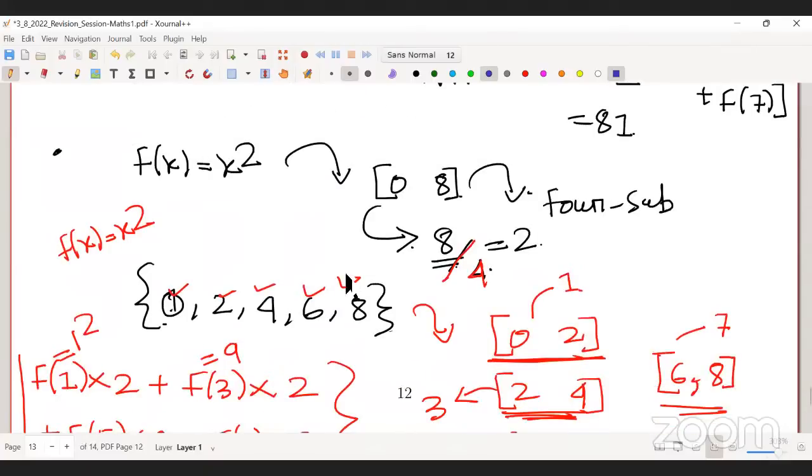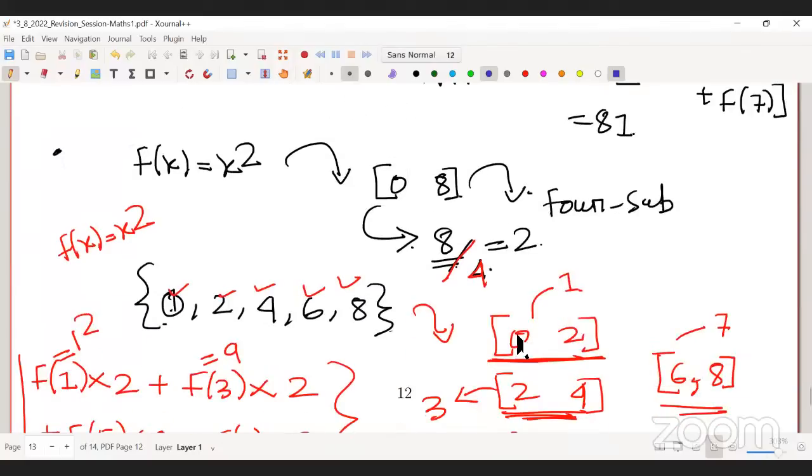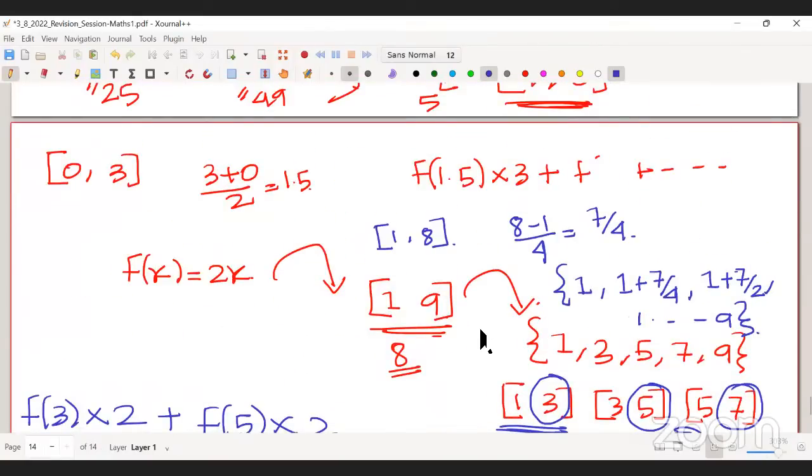Okay. Clear? Sir, one doubt. If 7 by 4 is our length, can't we take it as a fraction? Yeah, you can take the fraction. That is what I said, right? You can take the fraction and you can compute. But again, you have to do a lot of calculations.